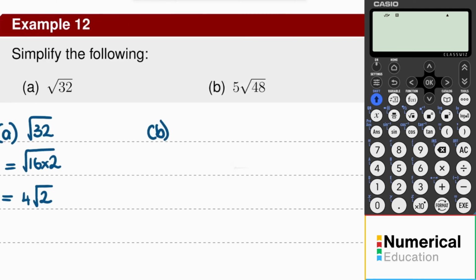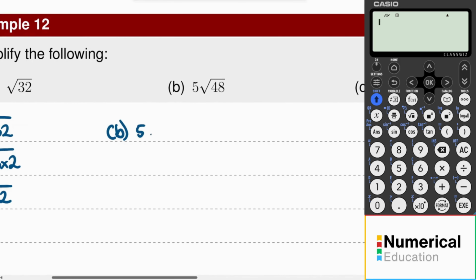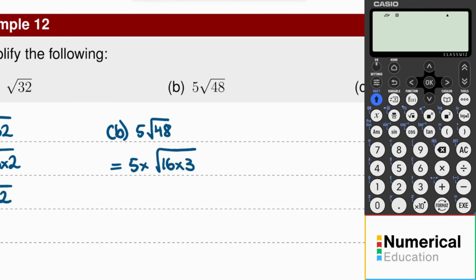So let's move across here. So we've got 5 root 48 that we want to go ahead and simplify. The only difference here is we've got a number on the outside, but that just means in terms of our first line of working out, it would be 5 multiplied by, and then we rinse and repeat the same thing. So 48, two numbers multiplied to give you 48, first one being a square number. 16, coincidentally 16 works again, so 16 lots of 3 will give me my 48.